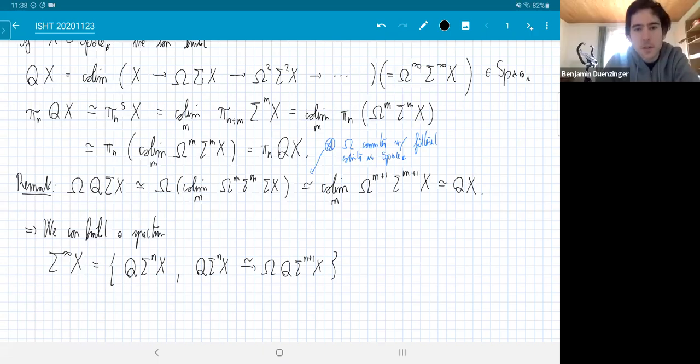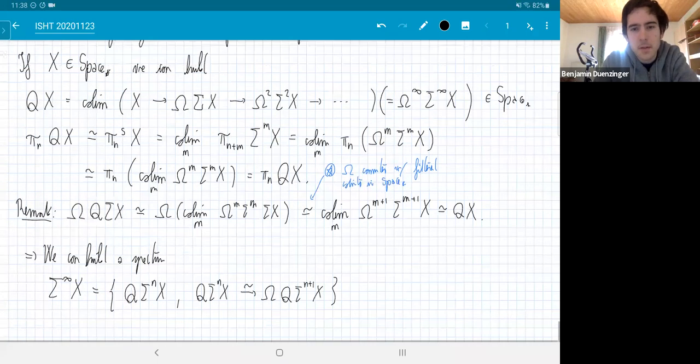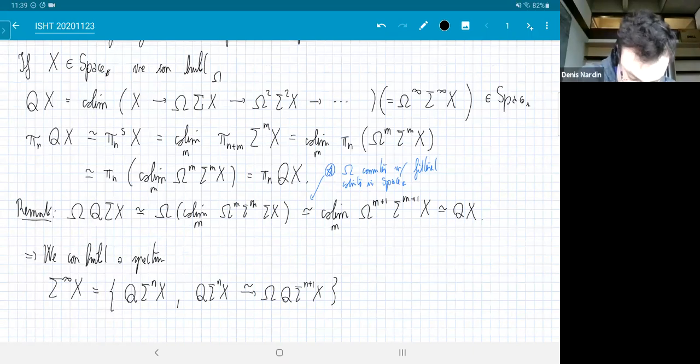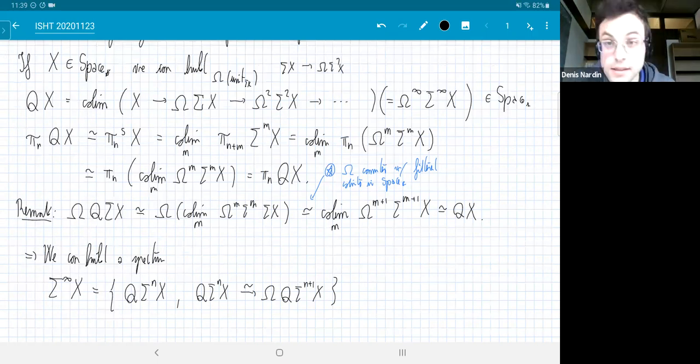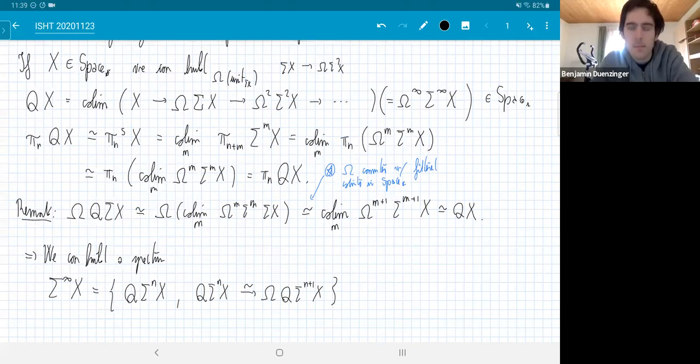Maybe one question about the colimit above. What is the map from omega sigma x to the next thing? Is this just a unit, and sort of omega and sigma commute in some way? No. It's omega of the unit for sigma x. The unit for sigma x gives a map from sigma x to omega sigma square x. Yeah. And then you can apply omega.